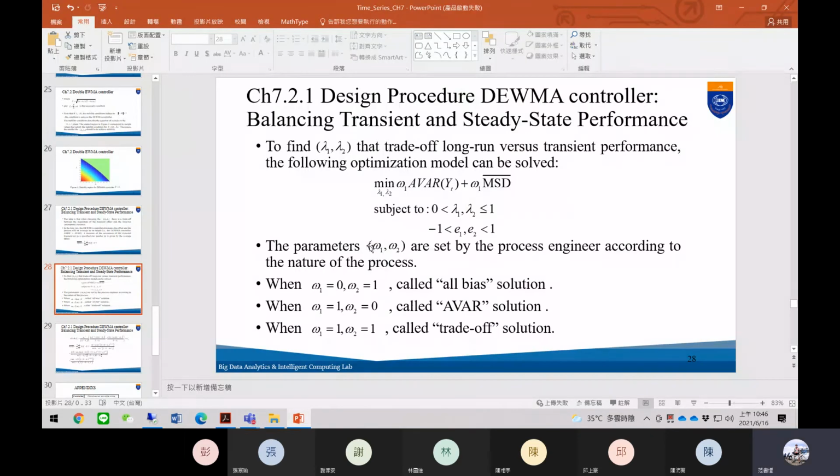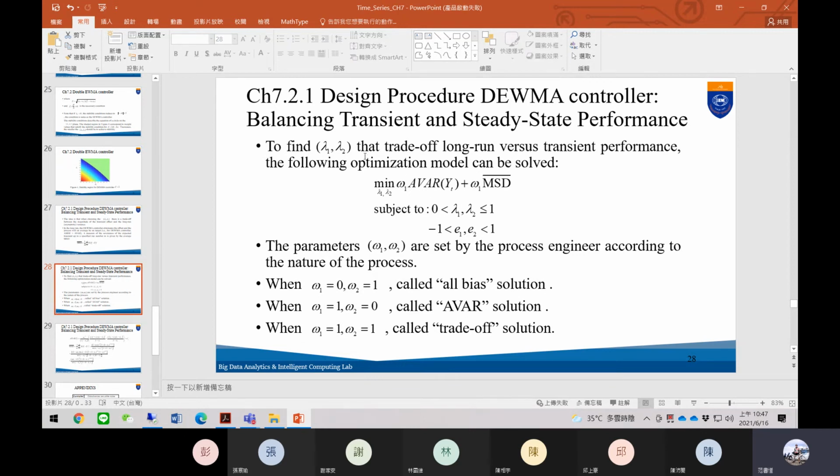So this searches for the optimal setup for omega-1 and omega-2 by process engineering according to the nature of the process. This is called the trade-off between the bias and the variance. If omega-1 equals 1, then there's no bias, only variance. If omega-2 equals 1, this is called the bias. We're going to reduce the bias. So if both are put at 1, this is called the trade-off between the two.